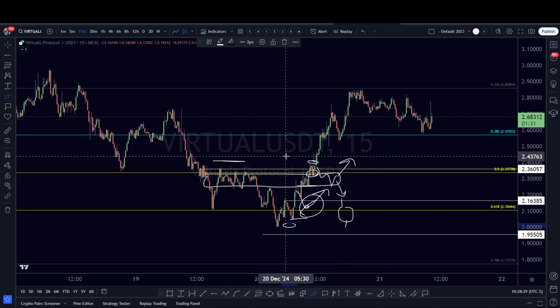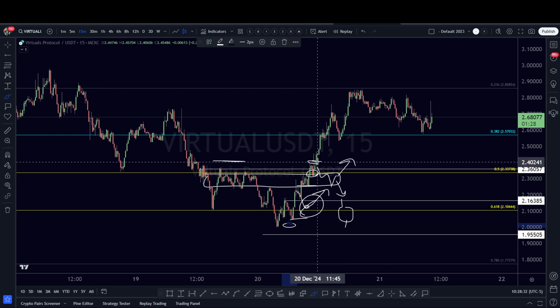This is why the alerts are so important. The alert goes off, price starts coming up, gets rejected right around here, the 382.